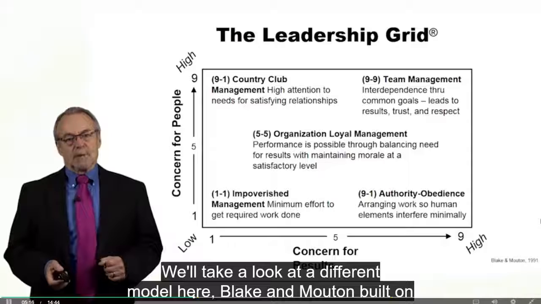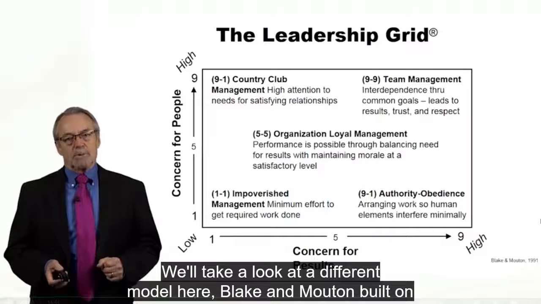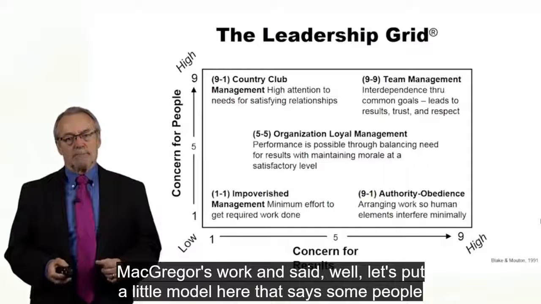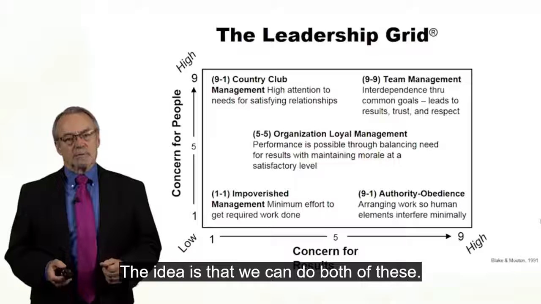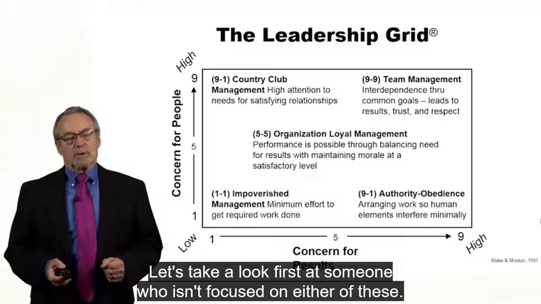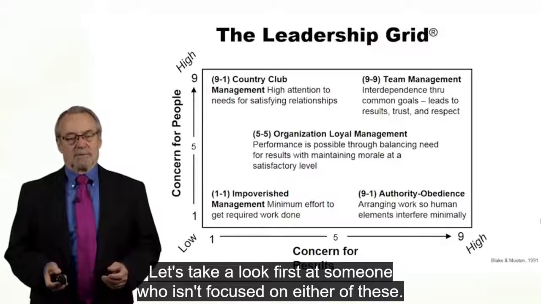We'll take a look at a different model here. Blake and Mouton built on McGregor's work and said, well, let's put a little model here that says some people have a focus on people in the project and some managers have a focus on results. The idea is that we can do both of these. Let's take a look first at someone who isn't focused on either of these.